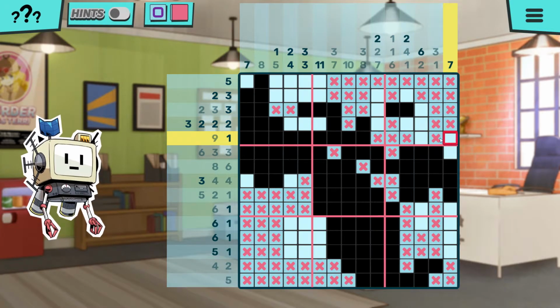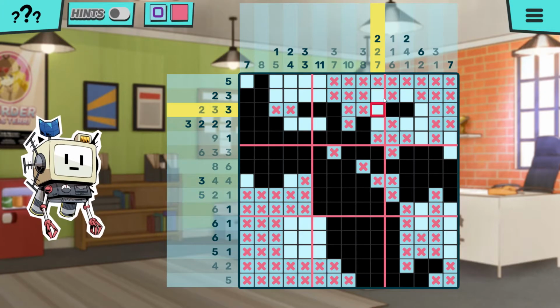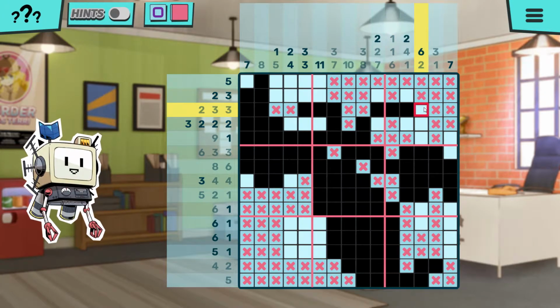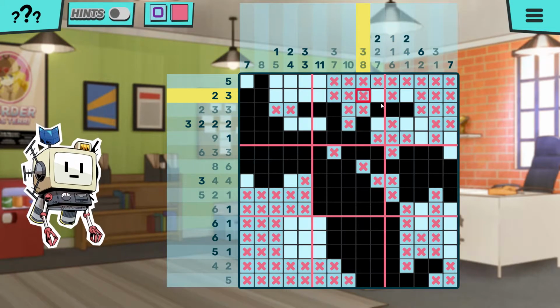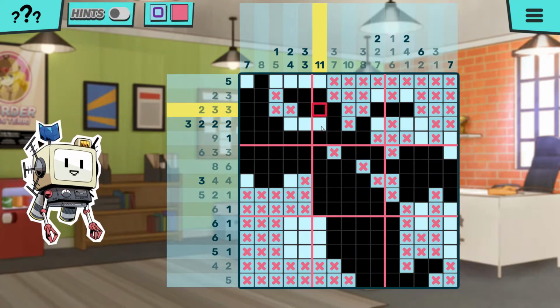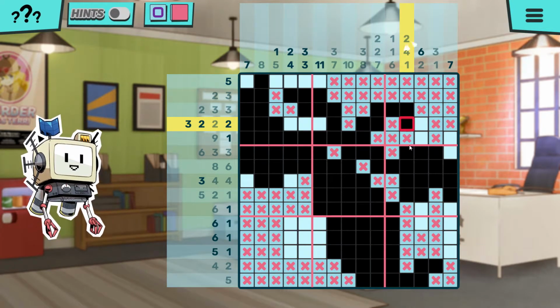The 9 is here, the 1 is in either of these spots. This 2 up here needs to fill this spot, so this needs to be blank. This still needs to be 3 in this row, so this has to be filled out. This needs to be blank, so these need to be filled out.